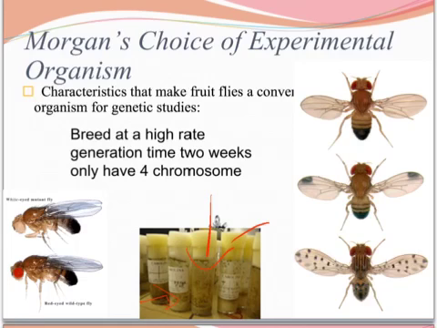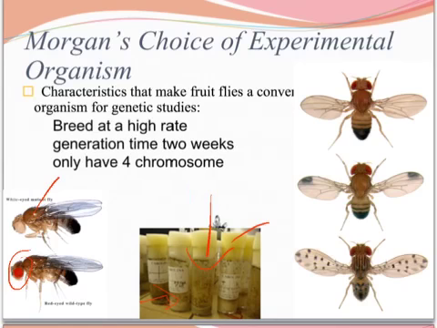Another trait: fruit flies, as simple as they may seem, have a lot of different characteristics that can be easily identified under the microscope. White-eyed versus red-eyed. You could have the wing shape. Look at the spots on the wing. Spots on the wing versus no spots.